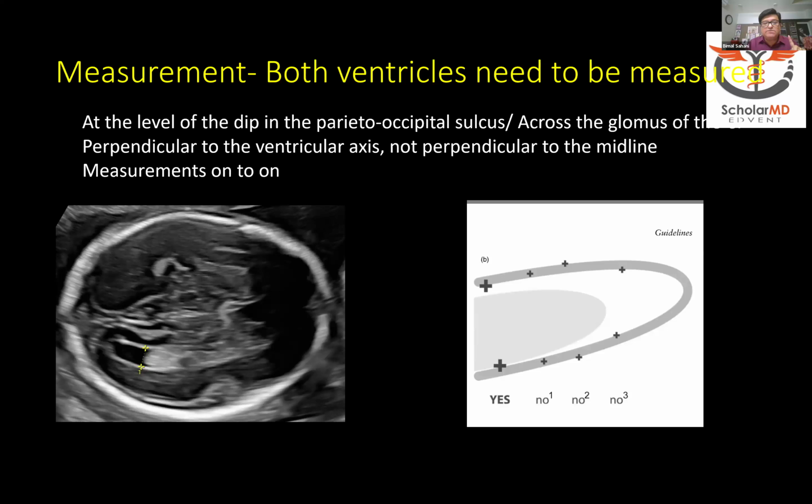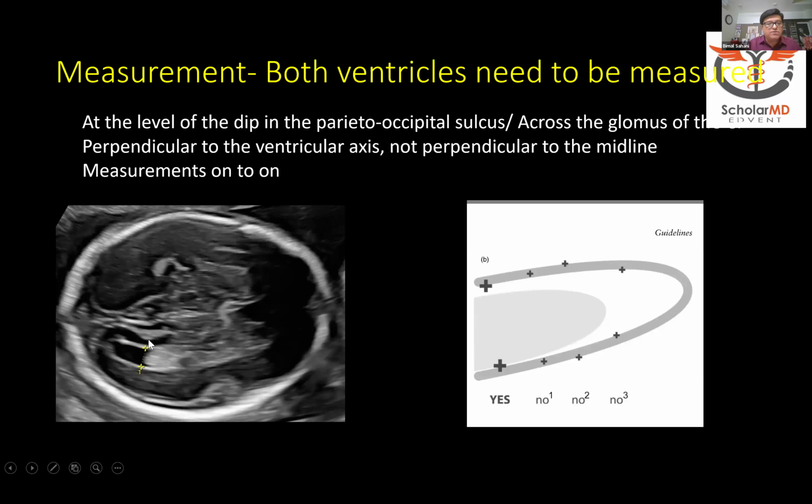That's again where the maximum issues happen. The wrong diagnosis happens because you are measuring it at the largest diameter that you are seeing, but it needs to be measured at the level of the dip in the parieto-occipital sulcus. Now, this is the parieto-occipital sulcus.